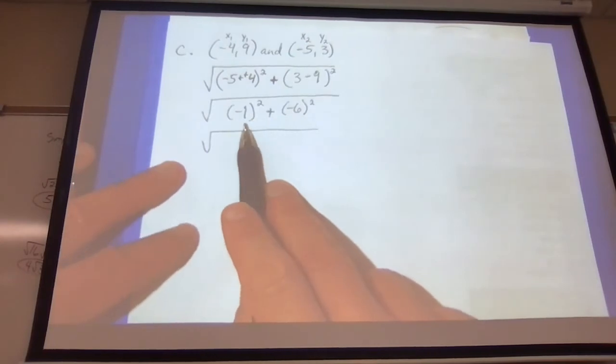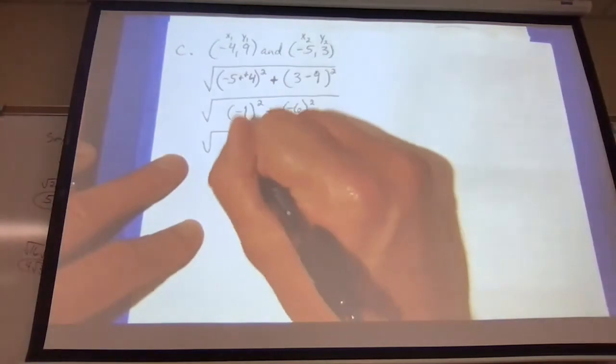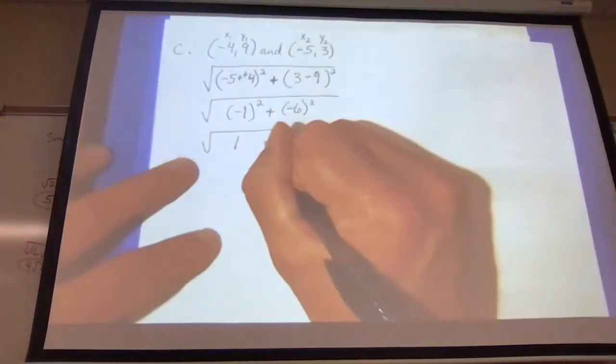And what is -1 squared? +1. Negative times negative is positive. 1 times 1 is 1.